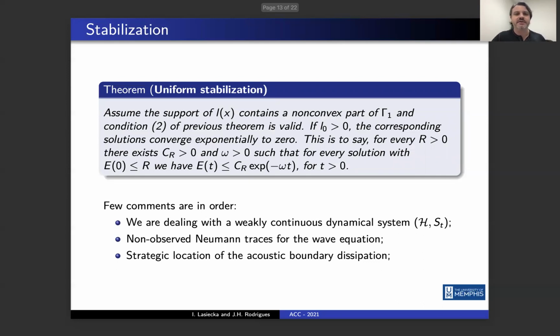A few comments in this situation. Here we are dealing with a weakly continuous dynamical system, and therefore we cannot rely on the energy identity. Also, there are non-observed Neumann traces for the wave equation, which is a considerably difficult problem. And that's because the usual multipliers do not work in this scenario. Therefore, a strategic location of the acoustic boundary dissipation was needed in order to construct new multipliers that will cope with the previous issue.